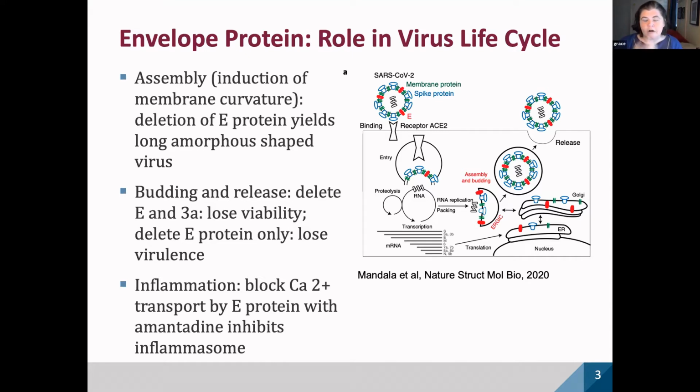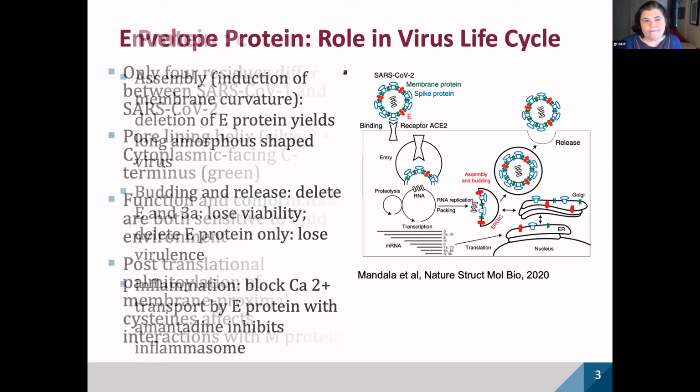So there are a couple known blockers of the E protein. One is amantadine, which also blocks the M2 channel in flu. Another one is amyloid derivatives. There are many others that are under investigation, but as I said, we've had a real shortage of structures.